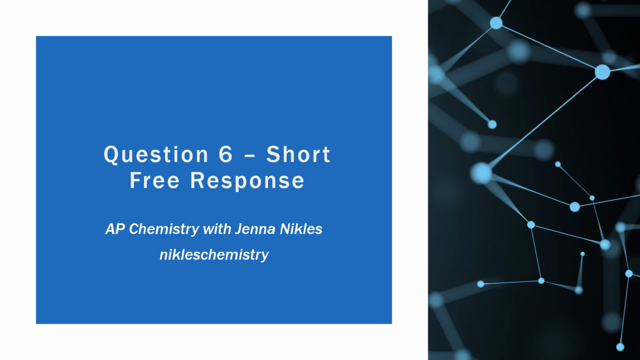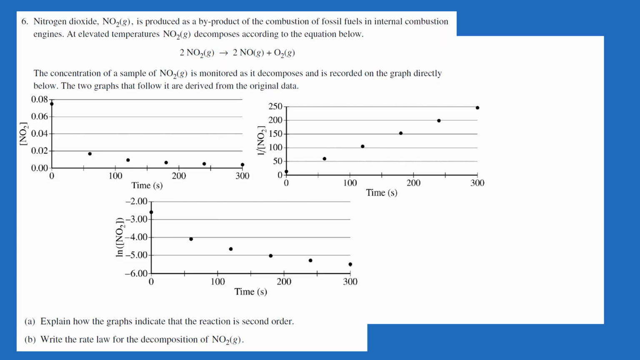Question 6 is another short free response. Okay, nitrogen dioxide. I'm sorry, this one's really small. Nitrogen dioxide is produced as a byproduct of the combustion of fossil fuels, and it decomposes according to that equation. The concentration is monitored as it decomposes and is recorded by the graph directly below. So this one is a concentration over time graph. And then the 2 graphs that follow it are derived from the original data. Explain how the graphs indicate that the reaction is second order.